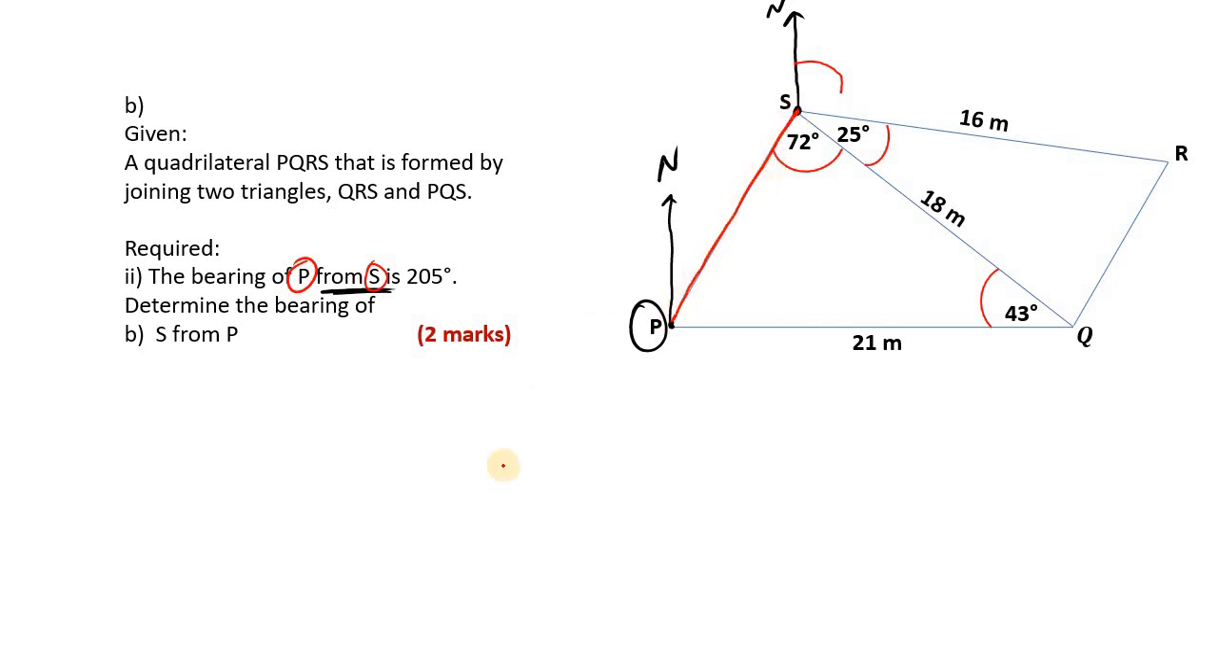Now, if we were to move in a clockwise direction from the north line of S, I'm going all the way around until we stop at the line that connects them, right? You have to move in a clockwise direction like this. You can't go this direction for bearings. Go in a clockwise direction and you stop at the line that connects both points that you're talking about, and you stop right there. We're told that that angle is 205 degrees. That's a bearing of 205 degrees.